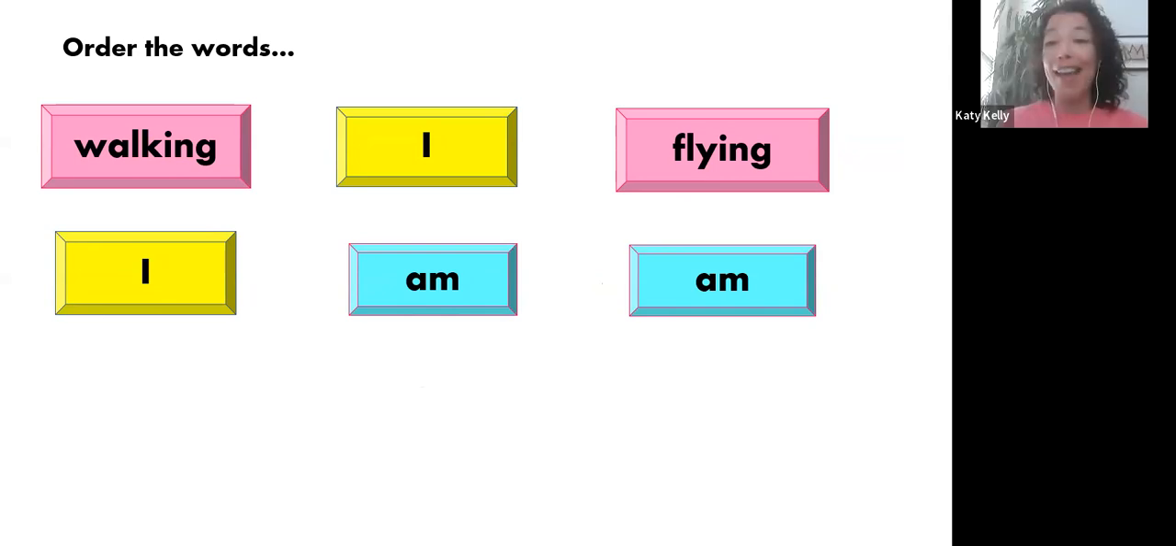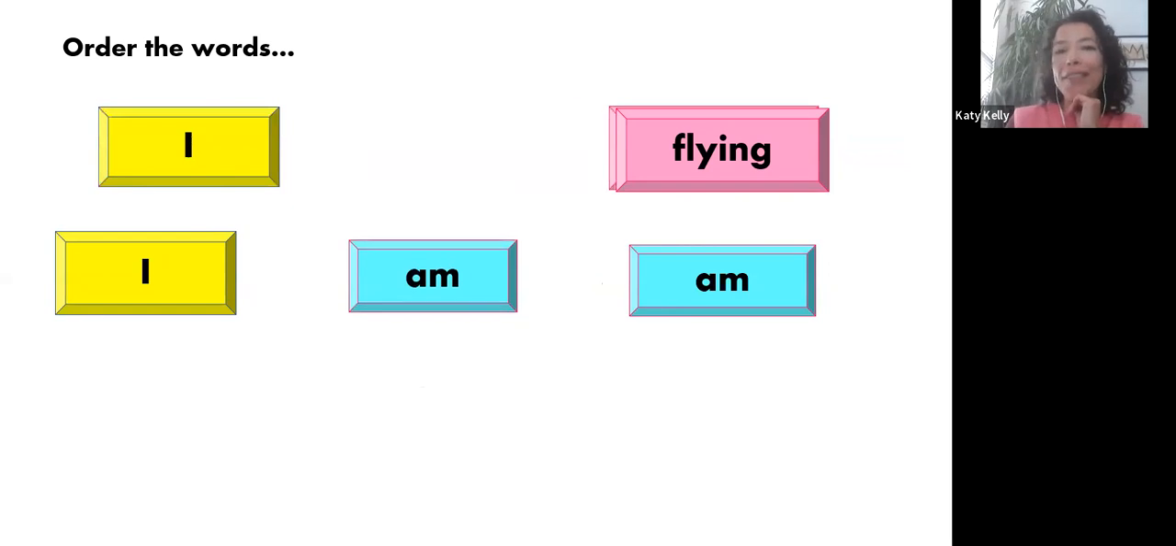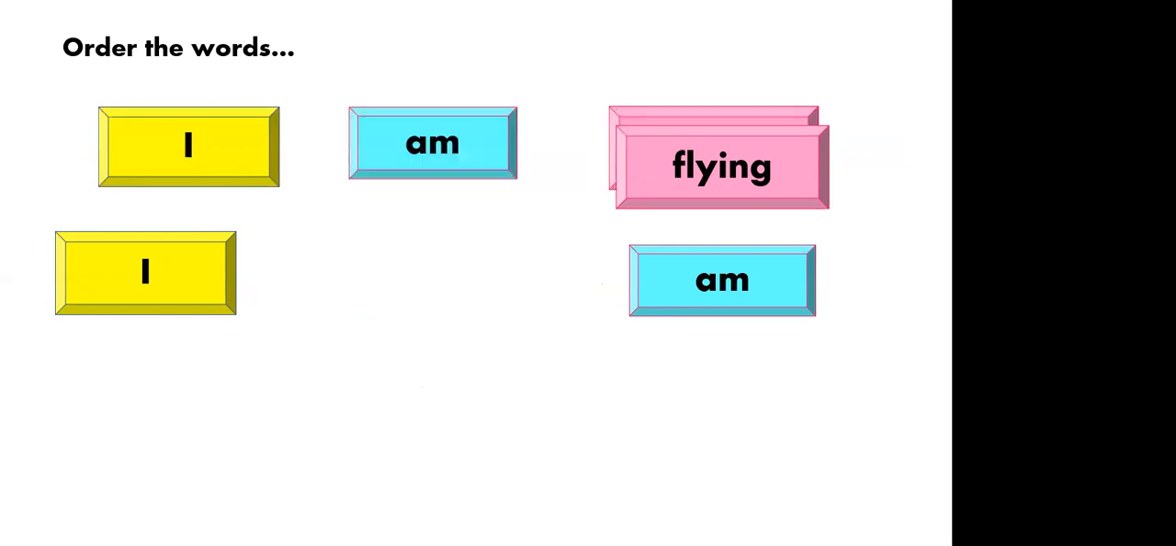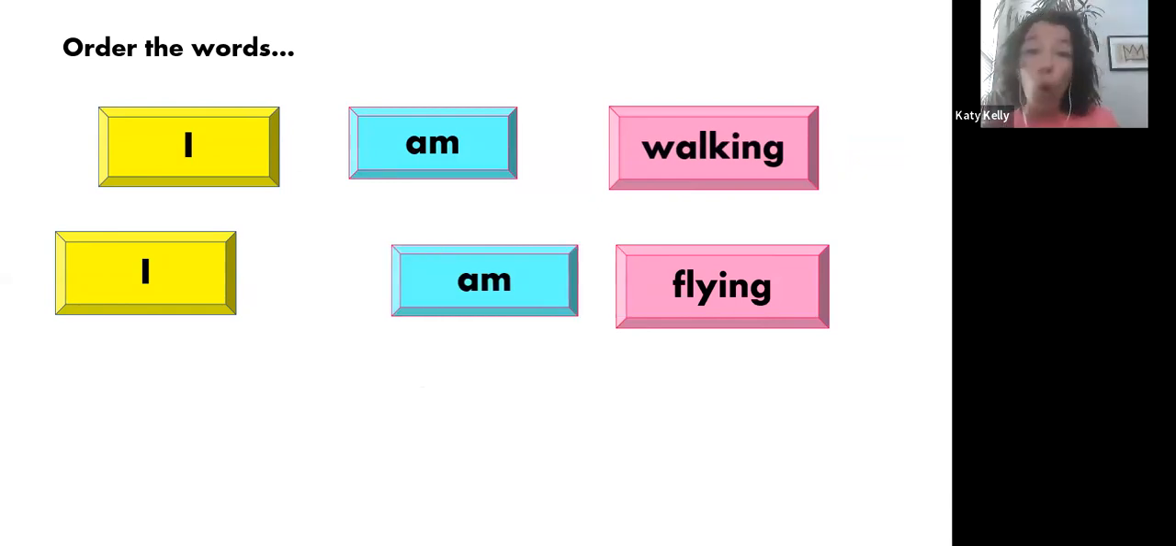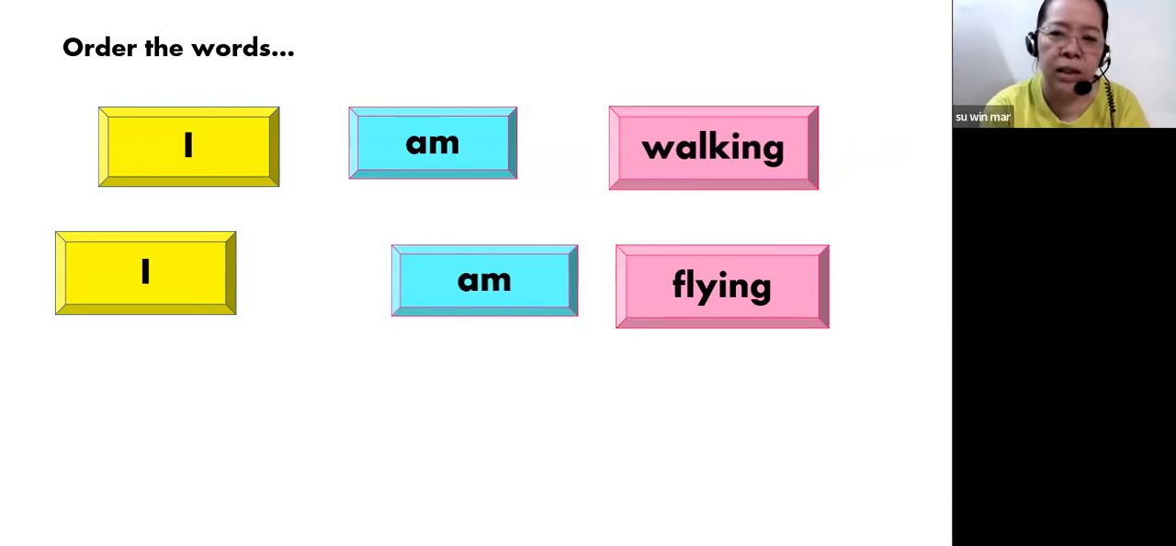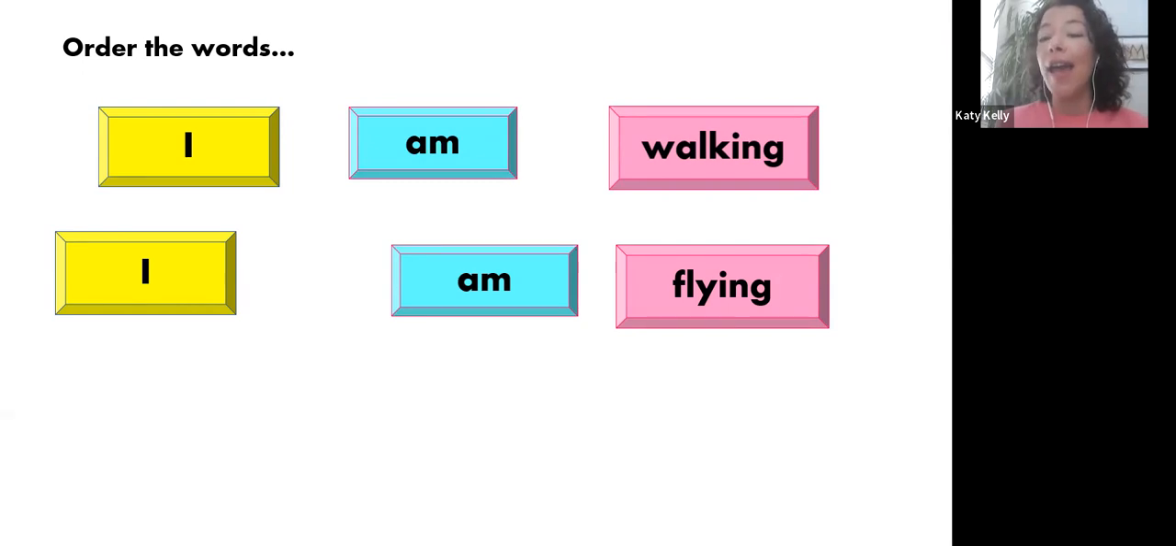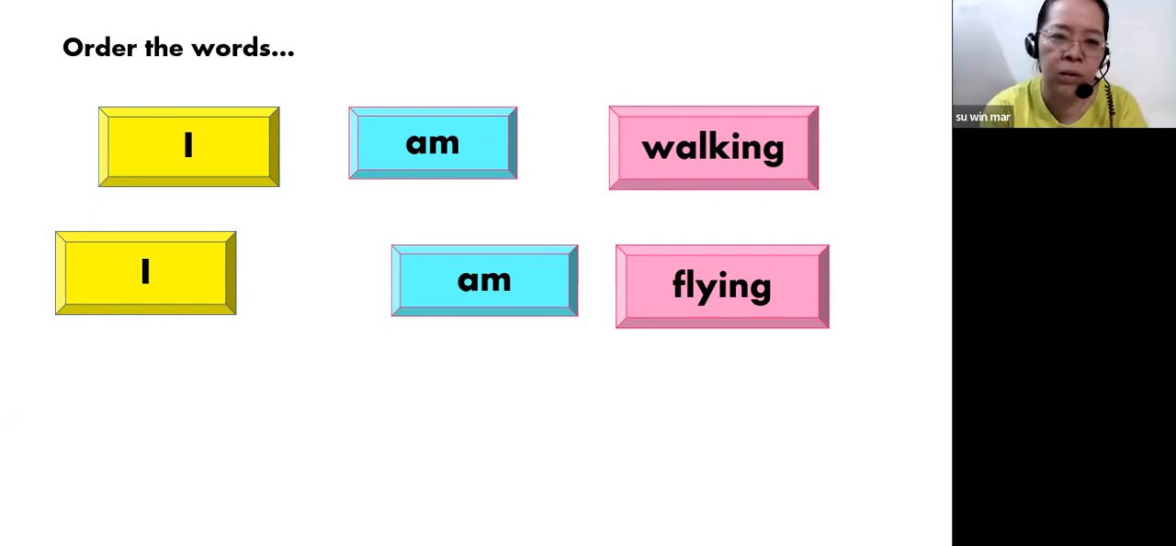Okay, excellent. Yes, you sure? Let's see. There we go. Yes, I am walking. Lovely. I am flying. So tell me, what color is the first word? Yellow. Yes, it is.